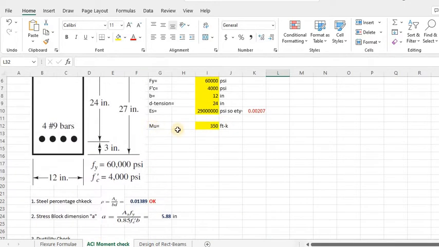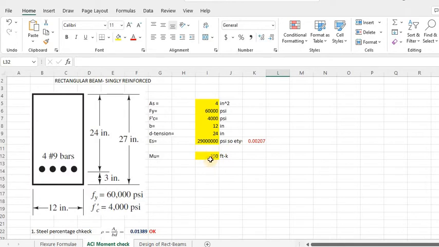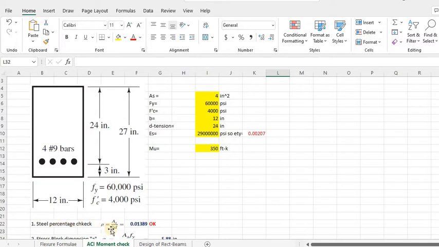The ultimate moment here is what we're trying to make sure this section can support. And at this point, like I said, you've already done these calculations. You've used the dead weight and live load and all the coefficients, multiplied all those, and done the structural analysis to get this moment. So let's go ahead and calculate our percentage of steel.